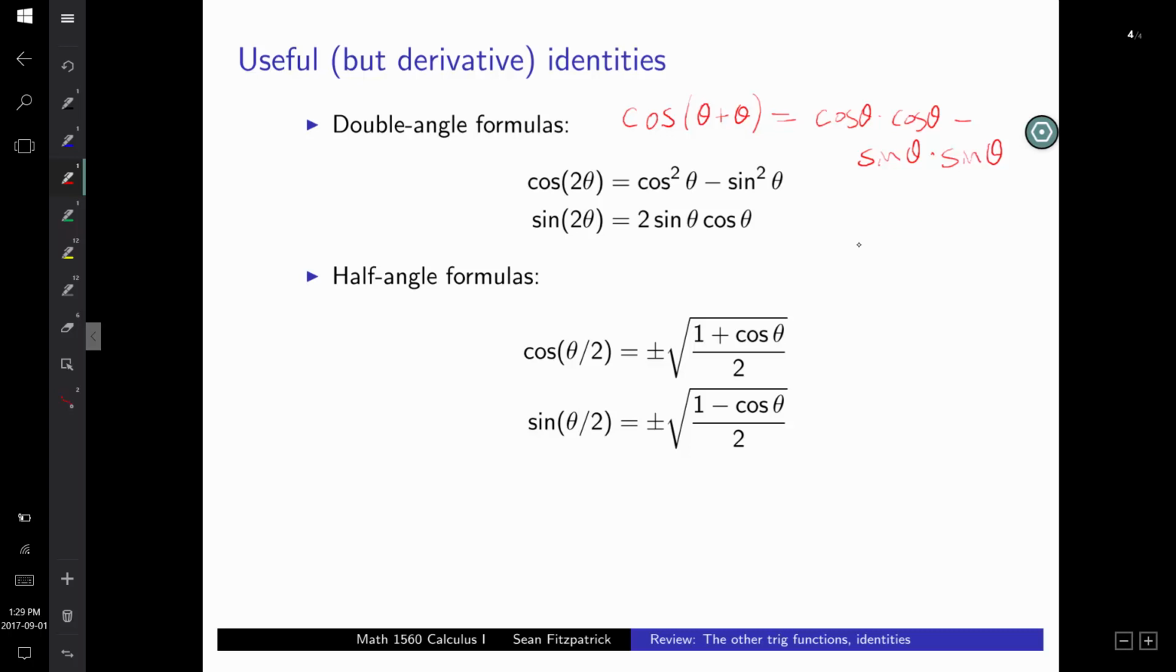If you use the fact that sine squared plus cos squared equals 1, you can also rewrite this in a couple of ways. If you write sine squared as 1 minus cos squared, you can write this as 2 cos squared theta minus 1. If you write cos squared as 1 minus sine squared, you can also get 1 minus 2 sine squared theta. Those are all equivalent identities. And then the one for sine can be obtained similarly.